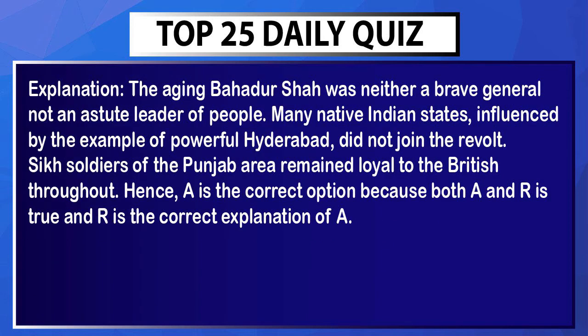Explanation: the aging Bahadur Shah was neither a brave general nor an astute leader of people. Many native Indian states, influenced by the example of powerful Hyderabad, did not join the revolt. Soldiers of the Punjab area remained loyal to the British throughout. Hence, A is the correct option because both A and R are true and R is the correct explanation of A.